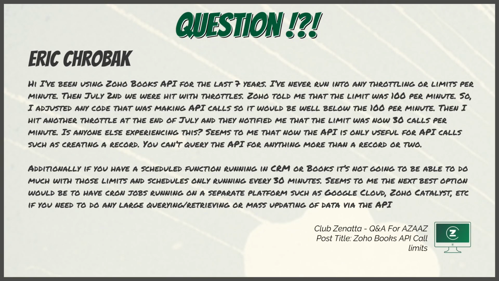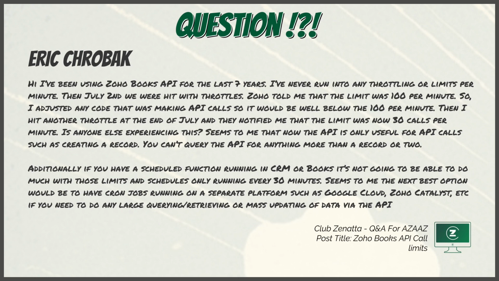Next question also comes from Club Z. This question is actually going to be a little bit more of a PSA than a question, but this comes from Eric Trobach, who says, "Hi, I've been using Zoho Books API for the last 7 years. I've never run into any throttling or limits per minute. Then on July 2nd, we were hit with throttles. Zoho told me the limit was 100 calls per minute. So I adjusted my code that was making API calls so it'd be well below the 100 per minute. Then I hit another throttle at the end of July, and they notified me that the limit was now 30 calls per minute. Is anyone else experiencing this?